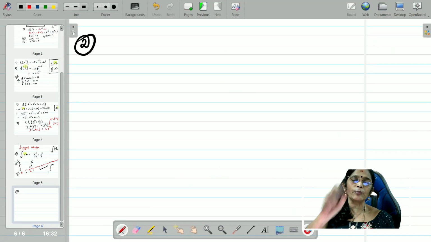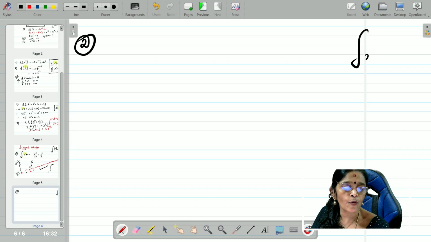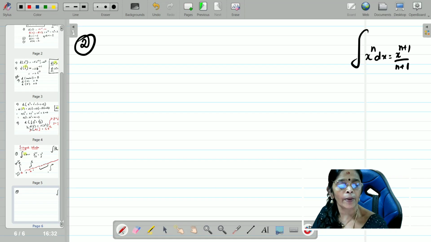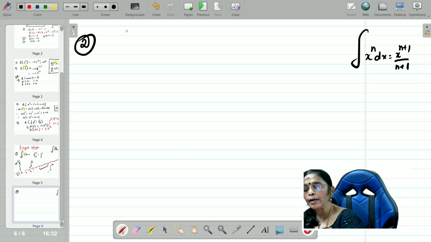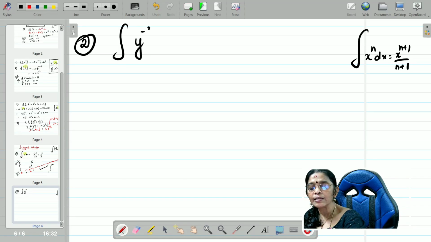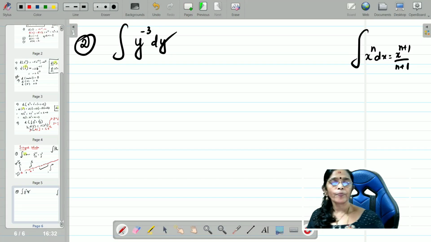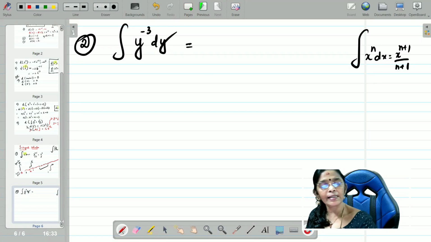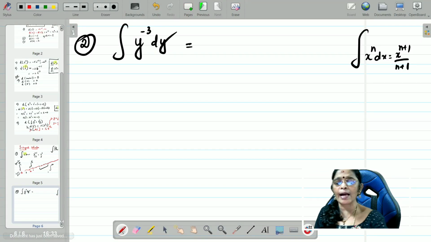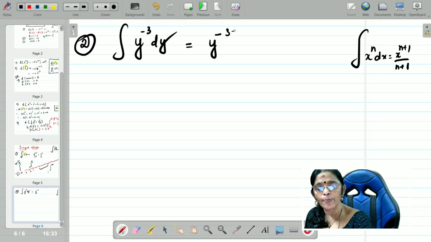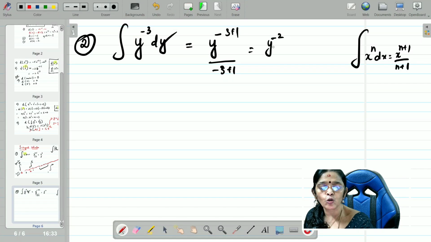So now here, next question, we'll go second question. Again, whenever you're doing, as a beginner, always write down the formula in the right hand side in the box. X power n dx is equal to x power n plus 1 divided by n plus 1. So now here integral of y power minus 3 dy. So therefore, I have to substitute in the formula. That's it. Y power minus 3 plus 1 divided by minus 3 plus 1. So that's equal to y power minus 2 by minus 2.